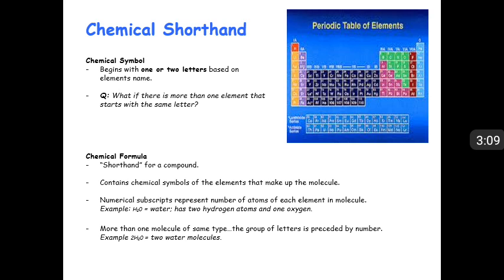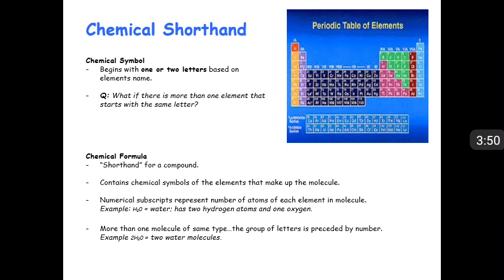Then chemical formula, shorthand for a compound, contains chemical symbols of the elements that make up the molecule. Suppose some molecule is combined with two or more atoms of one or different elements, then how do we represent it? Numerical subscripts represent the number of atoms of each element in the molecule. Example, H2O, water has two hydrogen atoms and one oxygen, so it is represented as H2O.